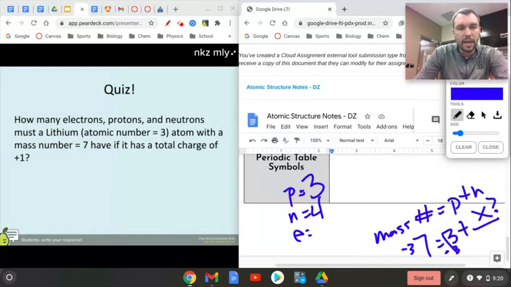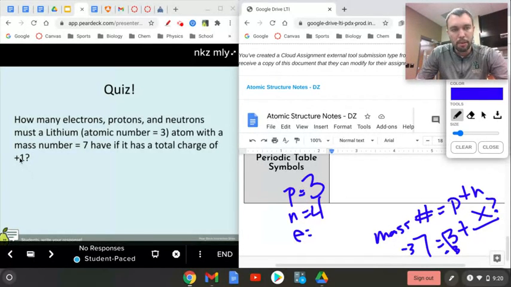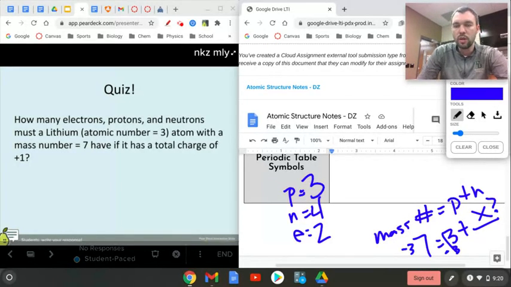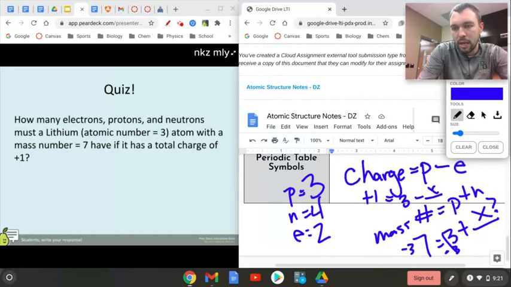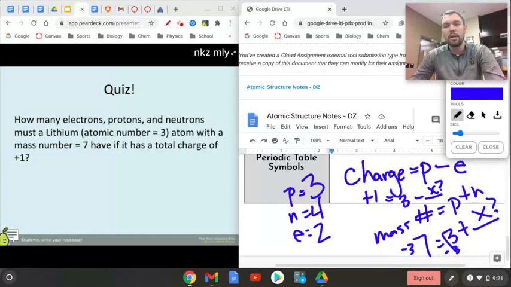Now, it has a total charge of +1. That means I have more protons. I already have the number of protons, I cannot change that. So I know I have one more proton than electrons because it's a +1 charge, which makes this 2 electrons. You could write out an equation if you wanted to, but you don't have to. Charge is equal to protons minus electrons. So +1 equals 3 minus x, and that's going to be 2.